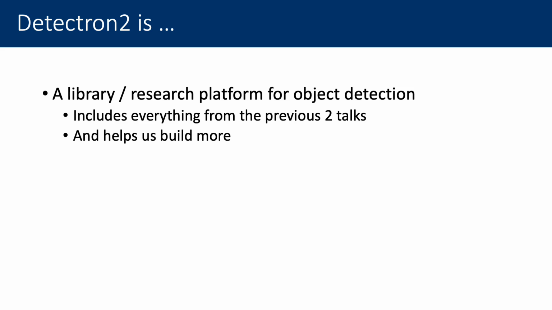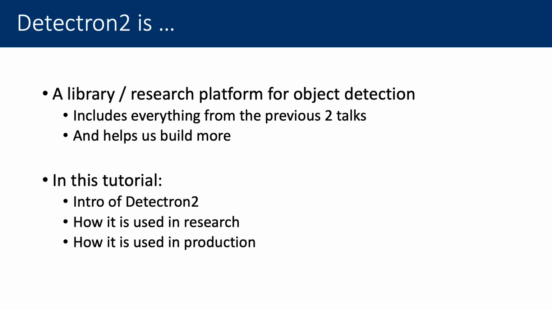Detectron2 is the software library that implements those object detection and segmentation algorithms. It is also a research platform for us to develop more algorithms on top of it. Today we will do some basic introduction of Detectron2, and then we will talk about a few interesting aspects of how it is used in our research and production.